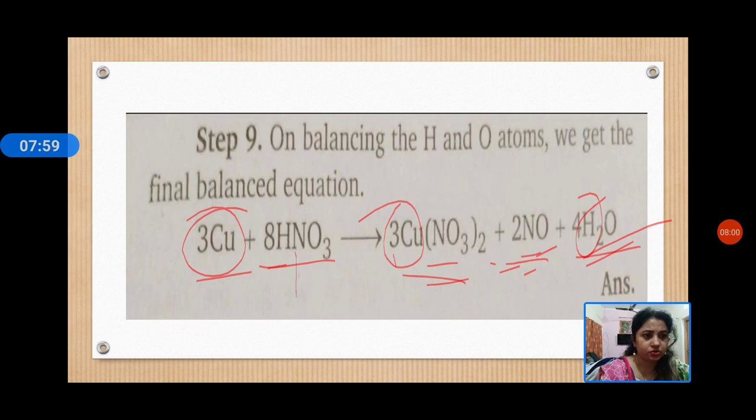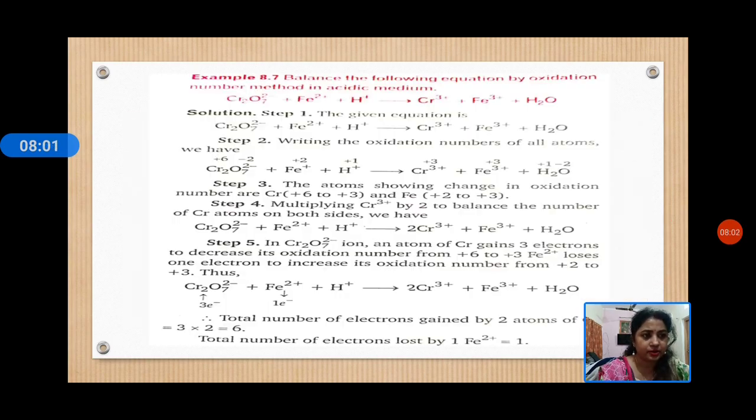Let's proceed to the next example given in your book. Balance the following equation by oxidation number method in acidic medium. Page number 538. If you are finding difficulty to see this slide, you can directly see it in your book. The ionic reaction is mentioned here.